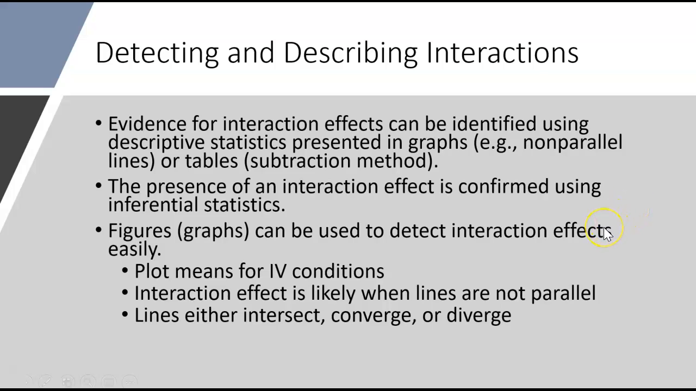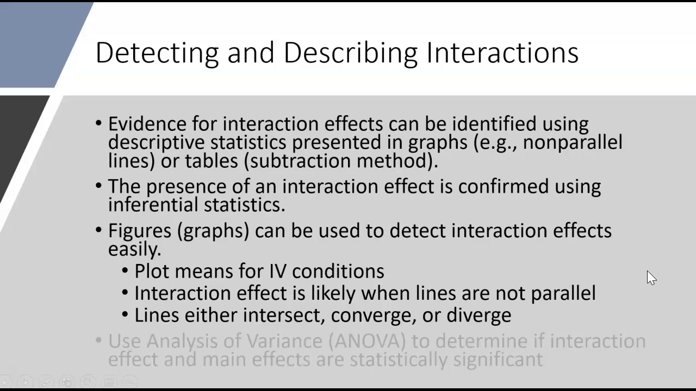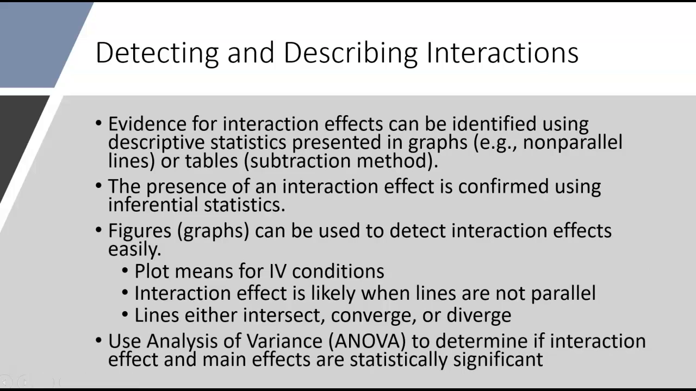So that would suggest that I need to do my inferential tests. You also may see lines that intersect, that converge, that diverge. Again, those are potential indications that you have an interaction effect of some kind. The inferential statistical test that you would use to test for these effects is something called an analysis of variance, or ANOVA, as it's often called. And that's going to help you identify the significance level of both the main effects and the interaction effects.